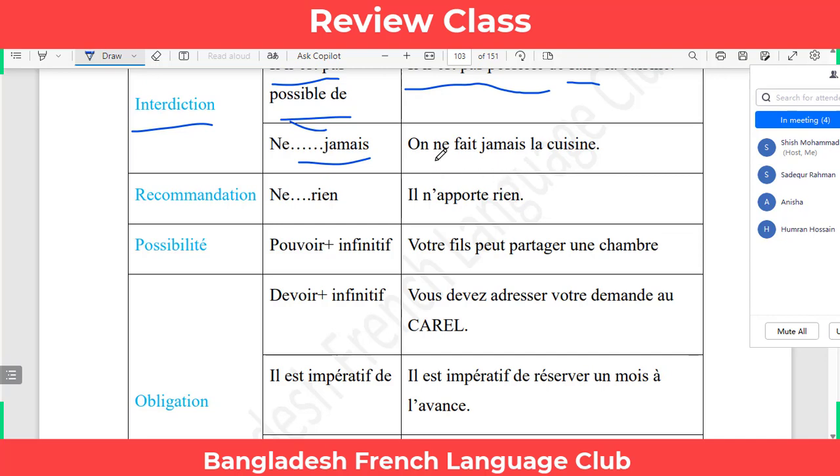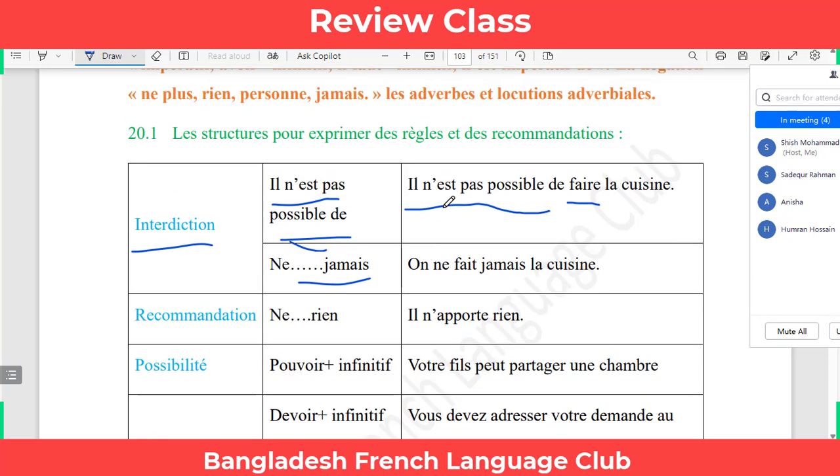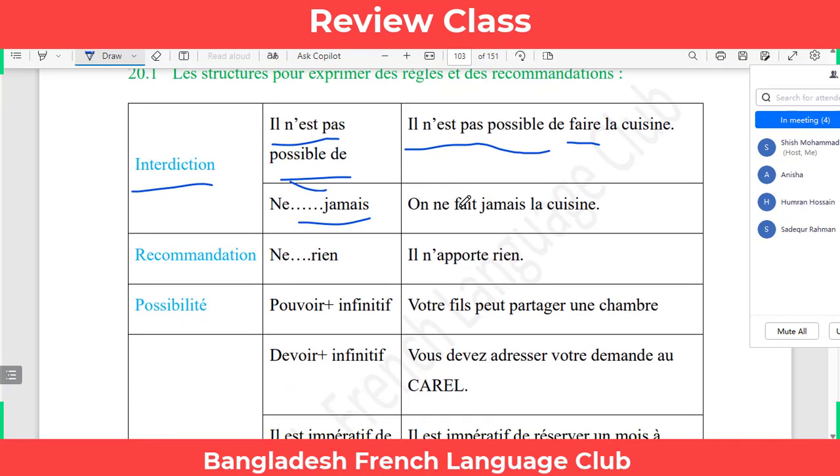Here we have two negatives. You might recall that in French we normally have two negative words, so there is no problem with it, but in English it doesn't happen this way. Here you can see on ne fait, this ne is a negative word, and jamais, never, is also a negative word. So on ne fait jamais la cuisine. When you translate, it would be: we never do the cooking.